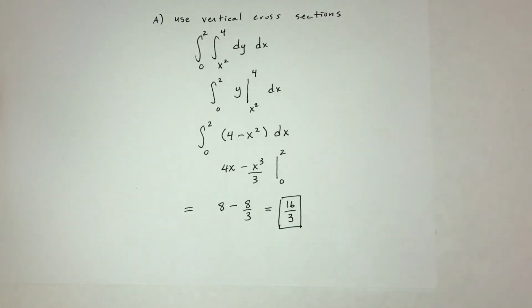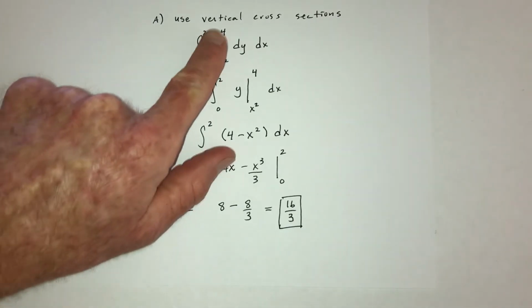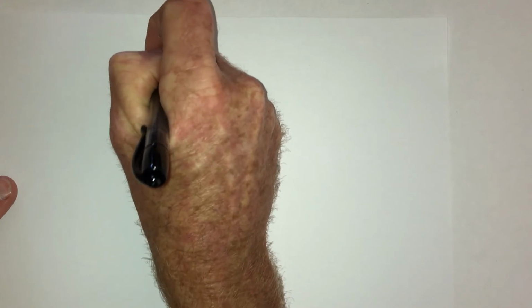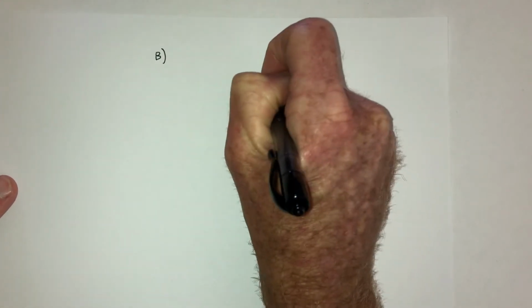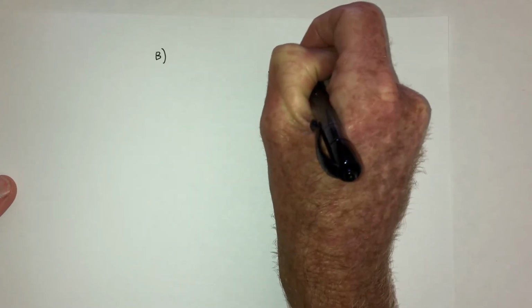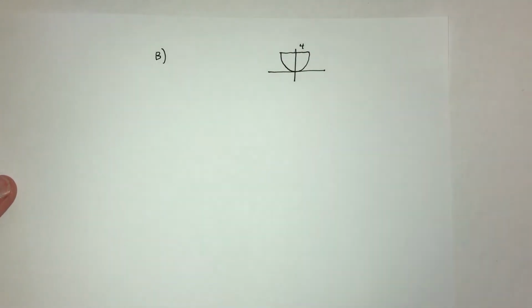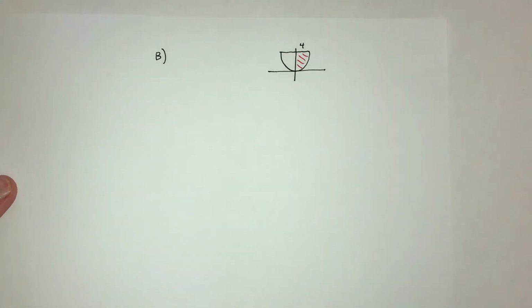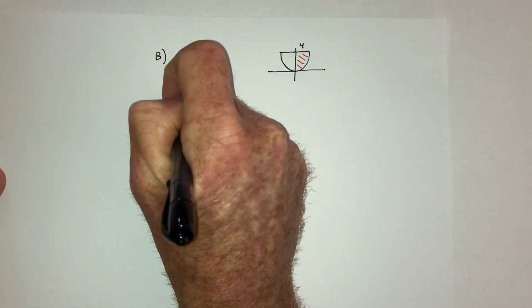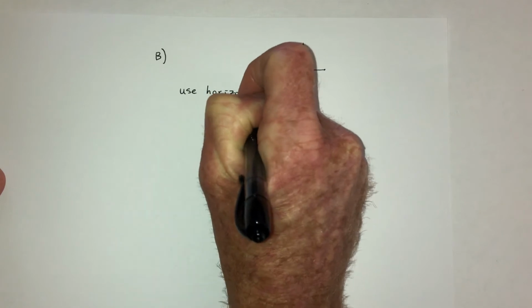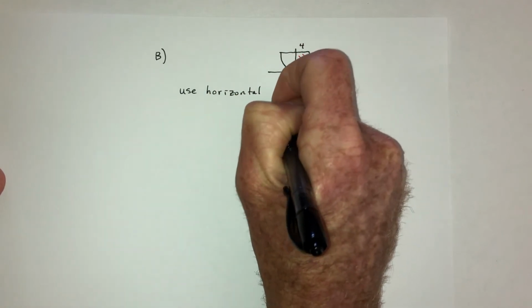Now for part B. For part B, change this word vertical to horizontal. So the picture is the same. Got a nice parabola. This is at a height of 4. We're just finding this area right here. But then use horizontal cross sections.